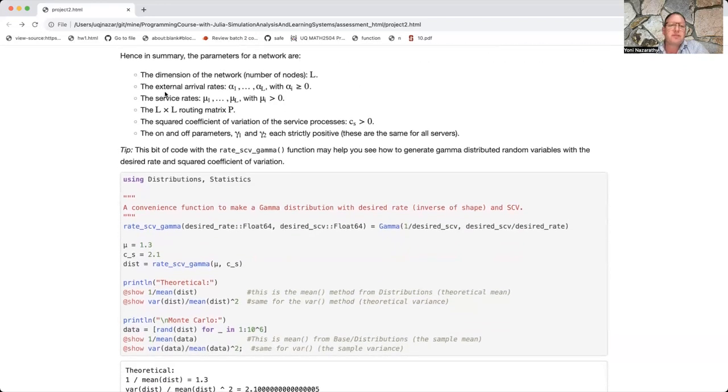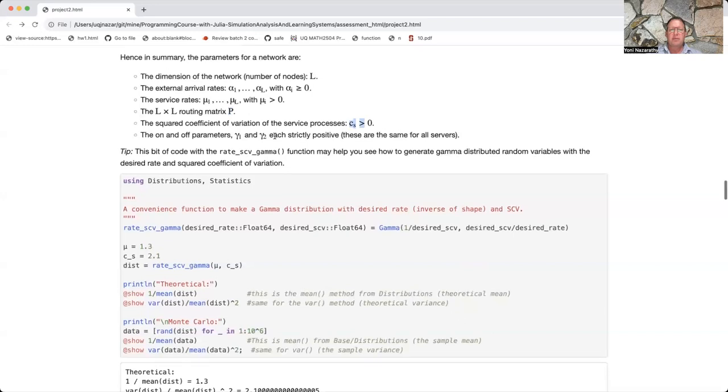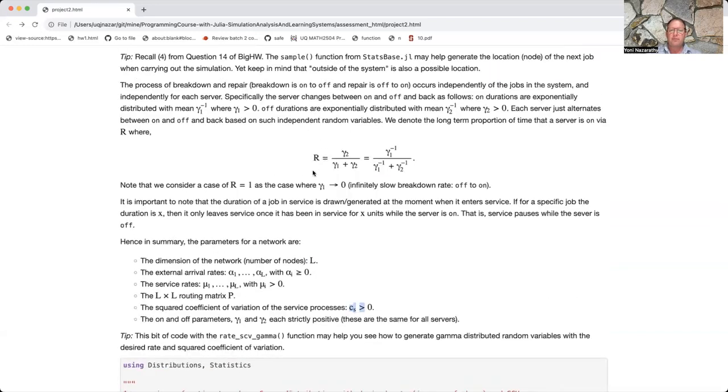So what are the parameters of this network? L is just a dimension of the network. You've got the external arrival rates. You've got the service rates. You've got the routing matrix, which is a substochastic matrix. Each row potentially sums up to 1, but often to less than 1. You've got the squared coefficient of variation of the service processes, which is the same for everything. And you've got these on-off parameters, gamma 1, gamma 2, which also determine R, which say how many breakdowns you have.